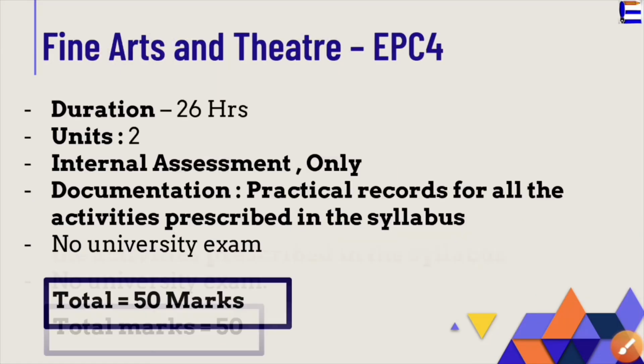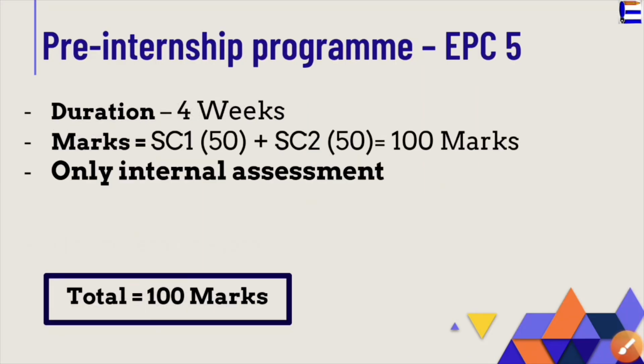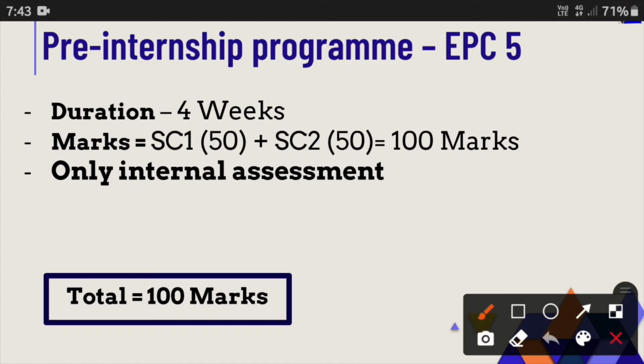Then you have an interesting EPC paper, that is Fine Arts and Theatre, which is spread out in 2 units. This paper requires your active engagement for about 26 hours. As an EPC paper, it does not have an examination and stands for 50 marks. Then, lastly, you have the pre-internship program as EPC 5. It is an exhaustive program which takes place for about 4 weeks. During these 4 weeks, you will be engaged in the practice of teaching skills and their integration in simulation conditions.